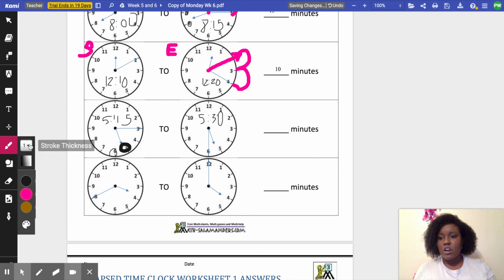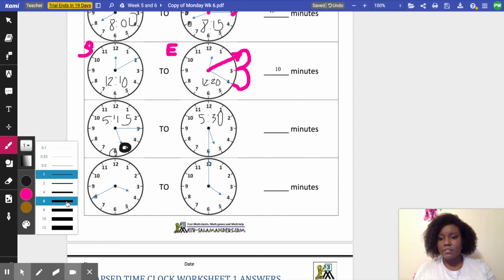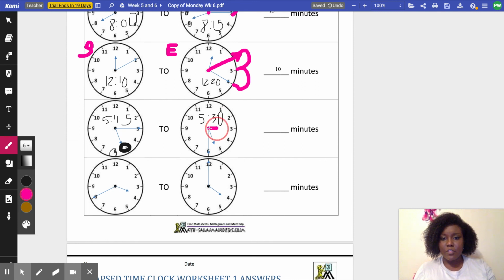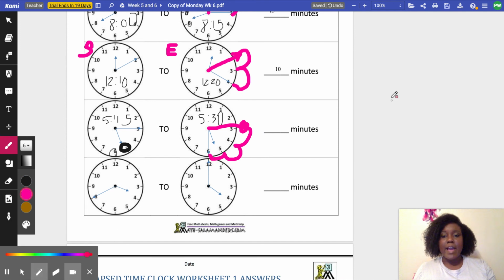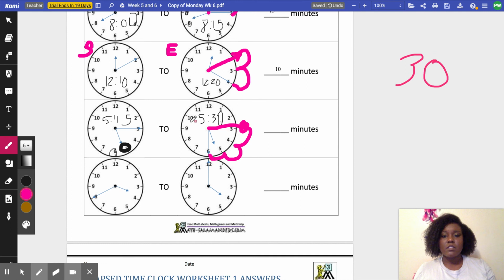So I'm going to draw my start time line for my minute hand at the 3, where it's 15, and I'm going to count how many jumps it takes to get to the 6. So 5, 10, 15 minutes. Also, if you want to do the math, you have 30 minutes on your end time. So I'm going to use that 30, and I'm going to take away my start time, which is 15.